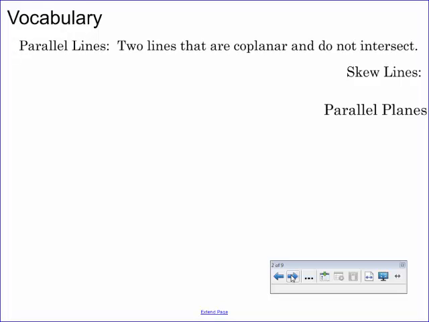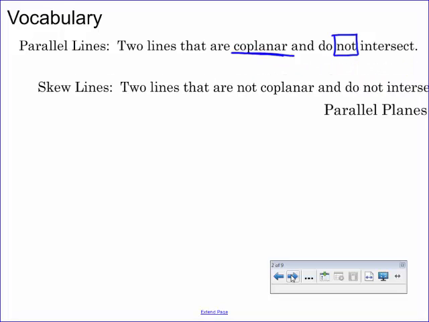Parallel lines you've probably heard of before. I do want to underline a key word. It says 2 lines that are coplanar, so let's remember what coplanar means from Chapter 1. When we talked about coplanar, we talked about lines that are on the same plane. Obviously this "not" is very important, because there are 2 lines that are on the same plane that do not intersect.